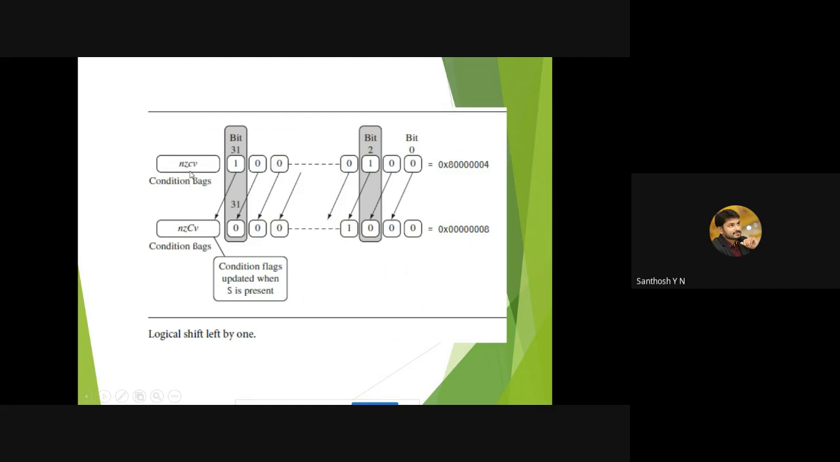How will you know that the carry flag was 0 before the shift? See here, if you observe NZCV, C is represented in a small letter because C has the value 0. After performing the shift operation, the 31st bit position goes into the carry flag, so the carry flag becomes logic 1. That's why I'm representing C as a capital C, that is, logic 1. Logic 1 is moved into the carry flag. I hope you have understood how the bits get moved towards the left by one position.